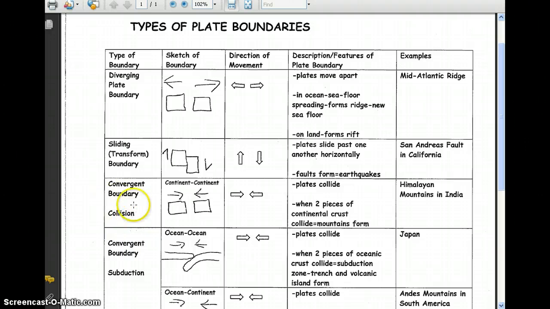The first one we're going to talk about is a collision. This is continent-continent. So two pieces of continental crust are going to collide. The plates move towards one another. When two pieces of continental crust collide, mountains form. An example is the Himalayan mountains in India.